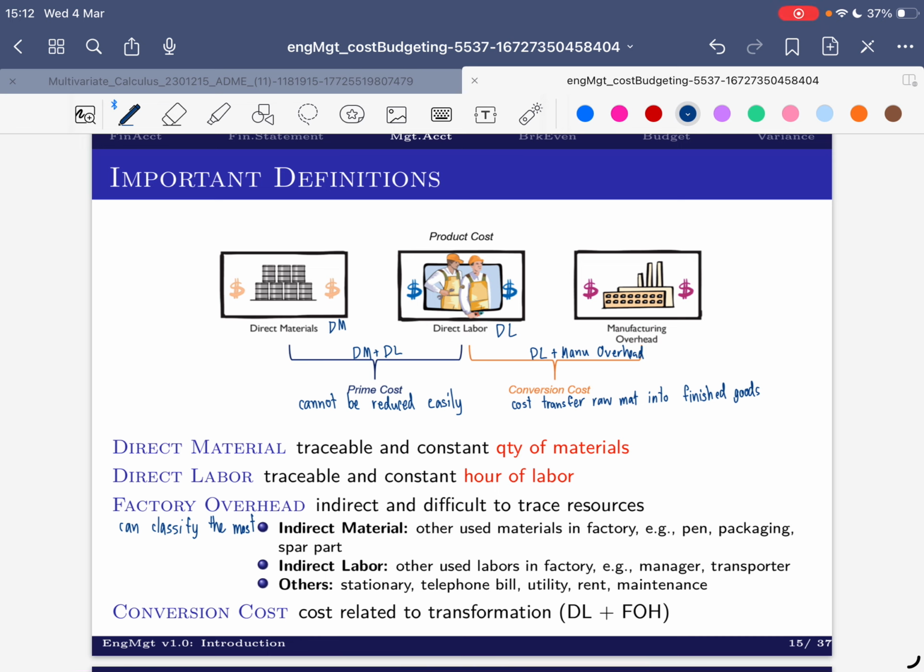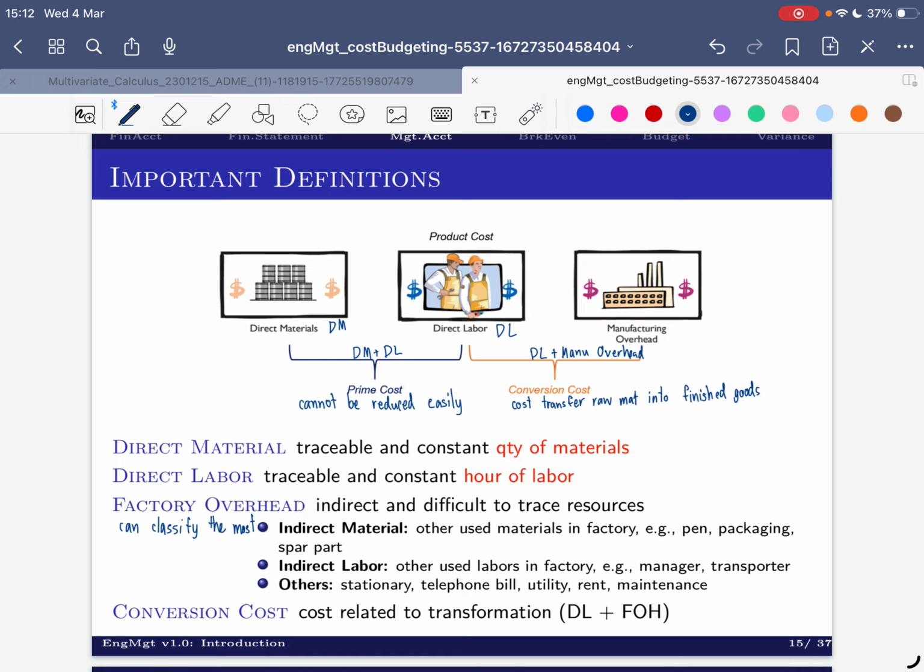Let me show you an example of indirect material. For example, boxes, shrink wrap, stationery that we use in the factory. All these are indirect. The reason it is called indirect is because it's too small, too trivial. We don't want to trace it.